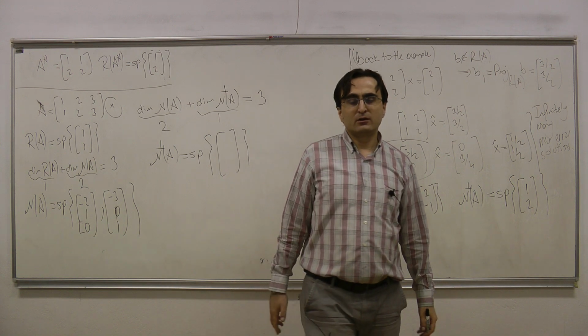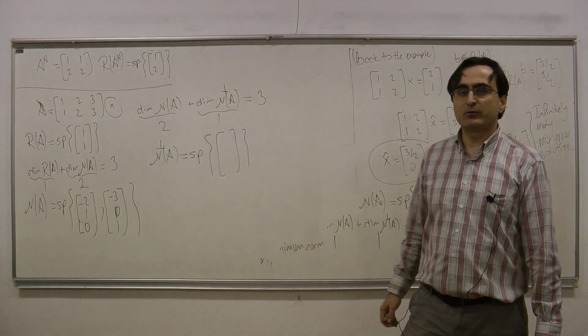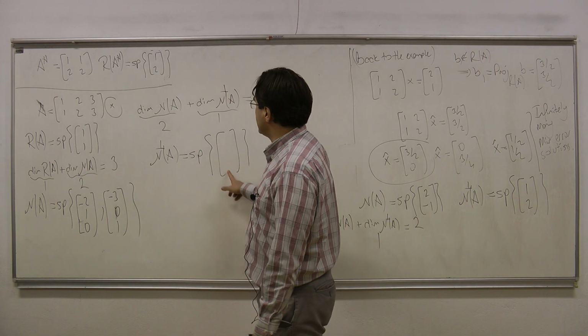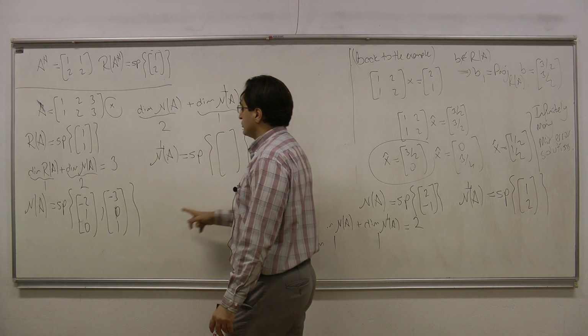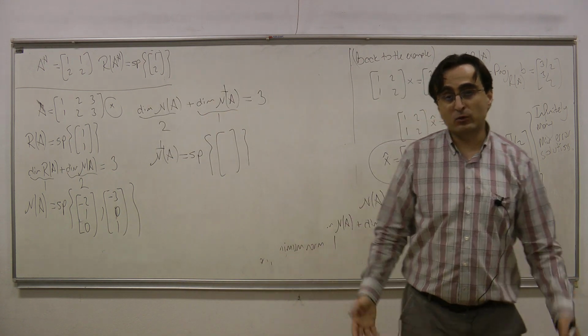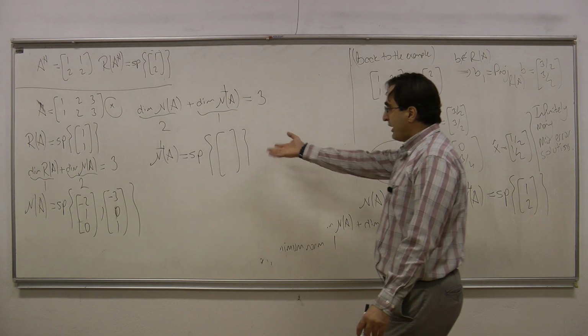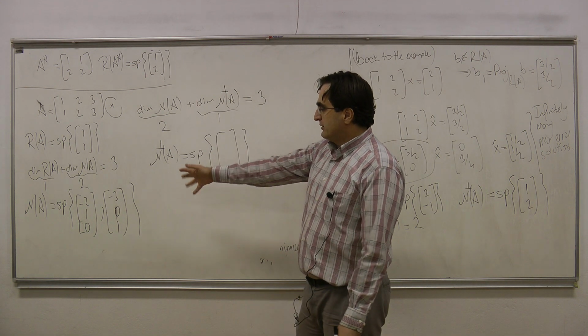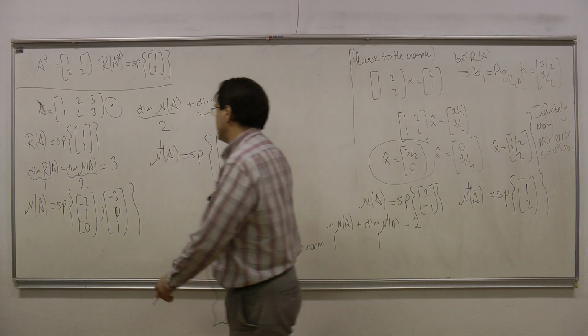Because that is what being inside the null space of A orthogonal complement means. So I need to find a single non-zero vector which is orthogonal to both basis vectors of the null space of A, to find a basis for the orthogonal complement of the null space of A.